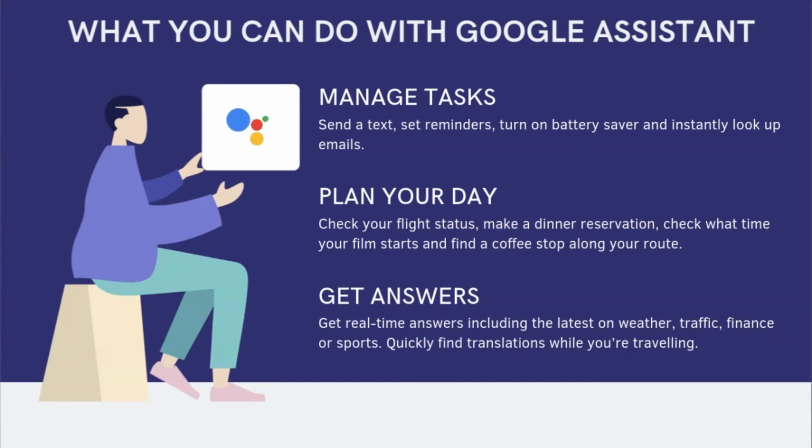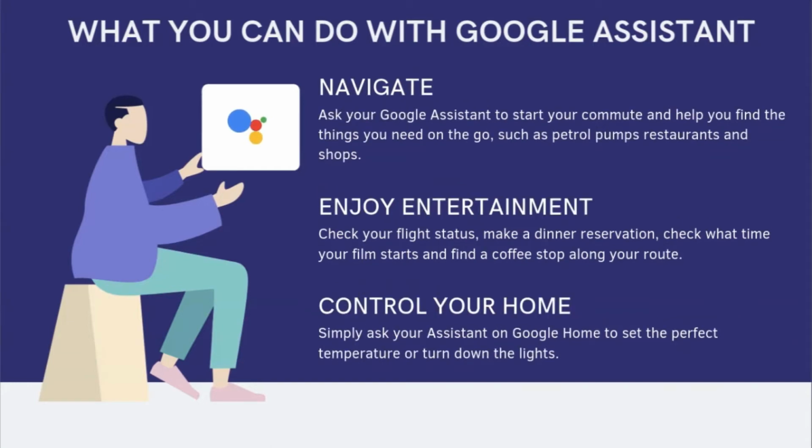Similarly, you can set reminders, turn on the battery saver, and look at your emails. You can plan for the day: you can check the flight status, book a reservation, get answers, or play games with the assistant. If you're using a car with Google Assistant, you can navigate, like finding out the nearest petrol pumps.